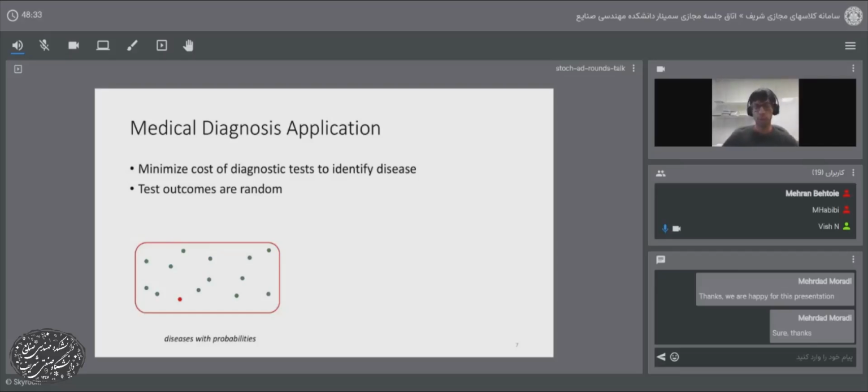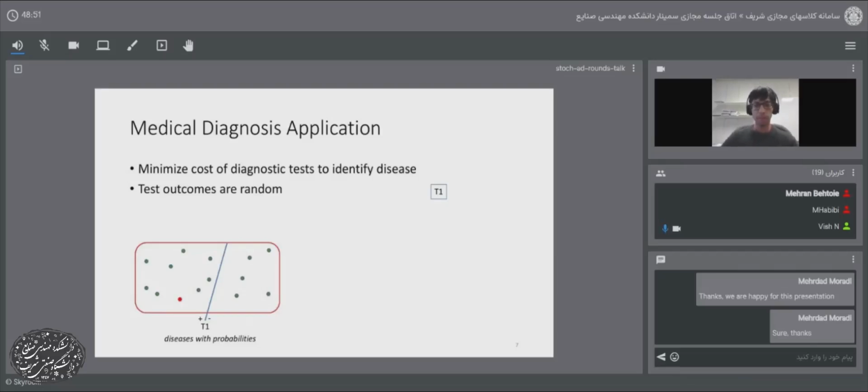So what would a solution look like? Again, we could start by performing test one. So let's say test one has positive outcomes on the diseases shown to the left of this blue line and negative outcome on the diseases shown to the right.